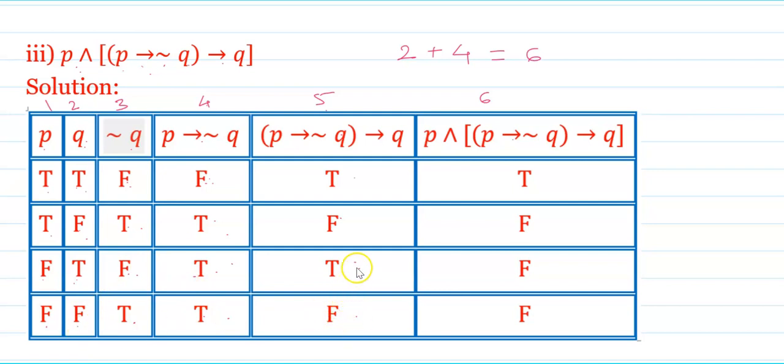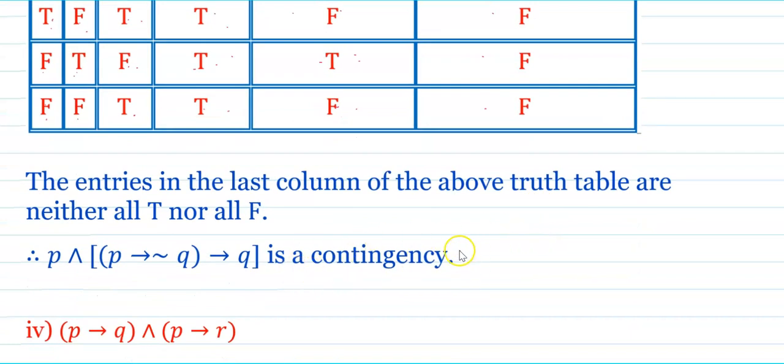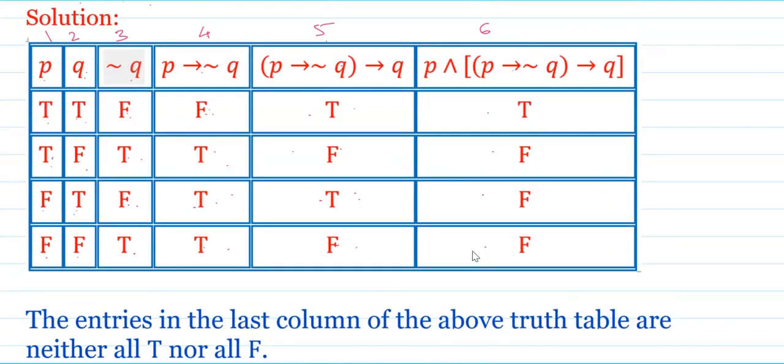Now the next, we'll find the AND between the first column and the fifth one. What do we remember for AND? If both of them are true, then it is true, otherwise false. T and T, it is a T. T and F, F. F and T is F. F and F, it is F. Now all the entries in the last column are neither all T nor all F, and therefore the given statement pattern is a contingency.